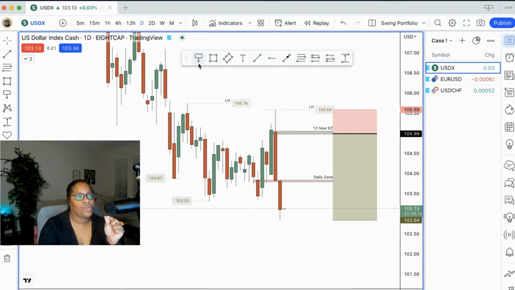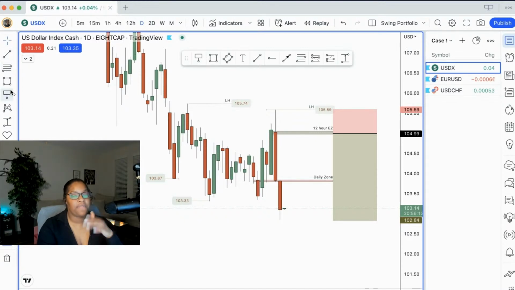So, one of the first tools that I want to talk about, and I feel like this is my secret sauce, I feel like I use this the most when I'm trading, and this is what really helps keep my chart clean, is the price note tool. So if you don't know how to get to this tool, this is how you get to it.